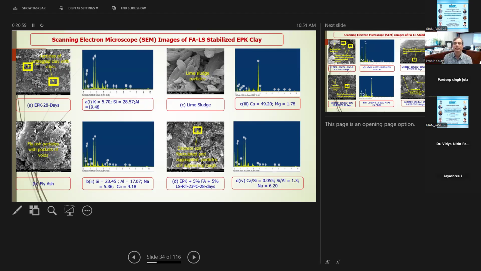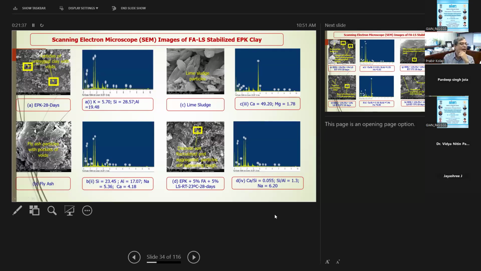Now, what is happening in the scanning electron microscope studies? You see the lime sludge and fly ash. Over here is the original sample, the fly ash particles, with pockets of voids. There is lime sludge, which looks like this. When you add the mixture, like this one, EPK with 5% fly ash and 5% lime sludge, more agglomeration takes place and there are fewer voids inside the stabilized soil. That's why the strength is increased.